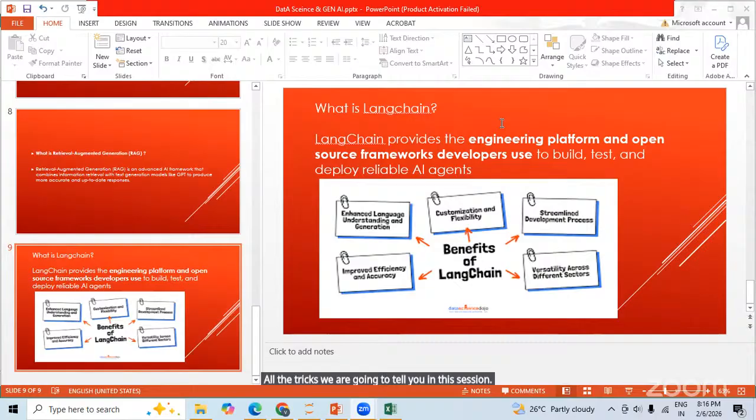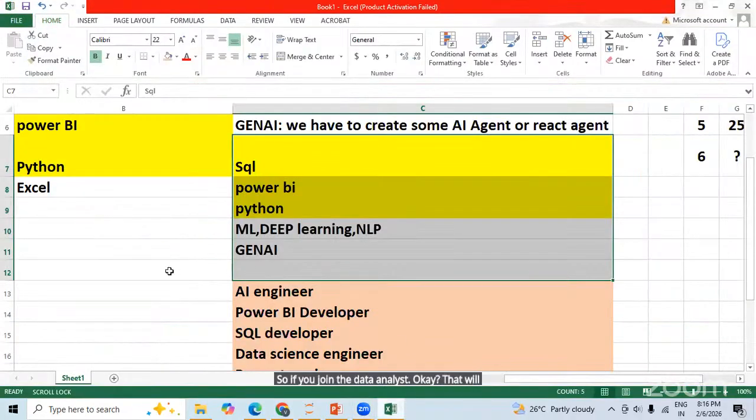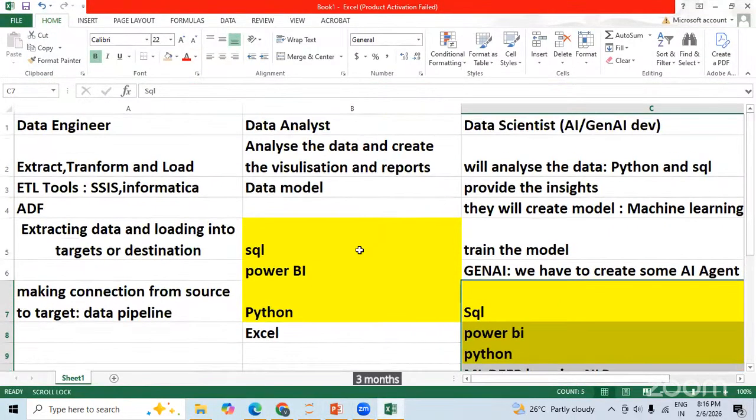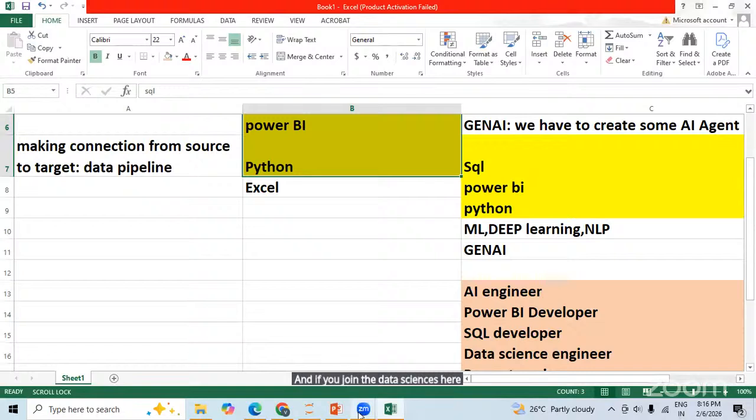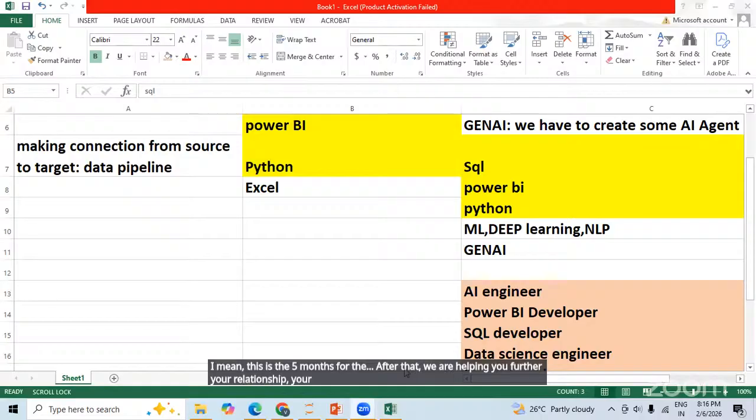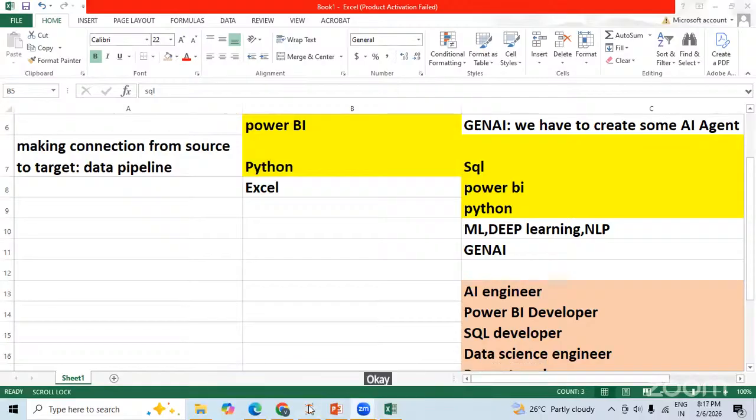Now, this course is for data scientist and AI engineer. So if you join the data analyst course, that will take up to 3 to 3.5 months. And if you join the data science and AI course, you require 5 months. So total tenure will be 5 months, right? These 5 months are for the teaching. After that, we are helping you with your resume building, your placement, and all these things. So this is my short introduction about the JDA and about this course.